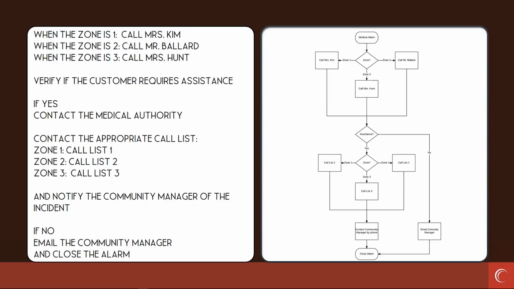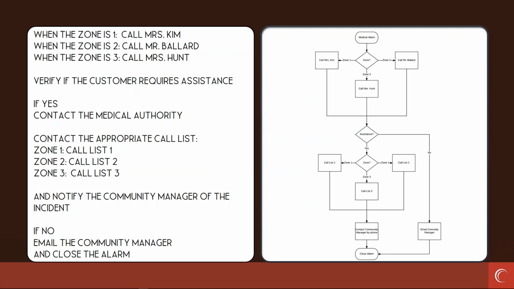Here's the request itself. When zone 1 is an alarm, we call Mrs. Kim. When zone 2 is an alarm, we call Mr. Ballard. When zone 3 is an alarm, we call Mrs. Hunt. Then we verify if that customer does indeed require assistance. If yes, we contact the medical authority, and we also call the appropriate call list.